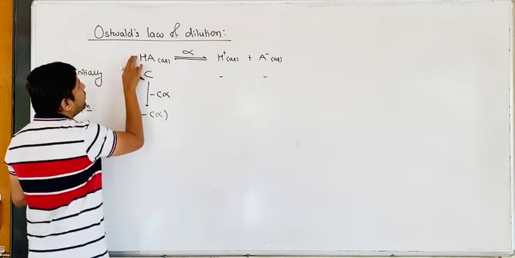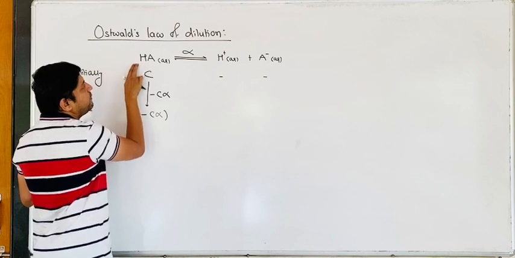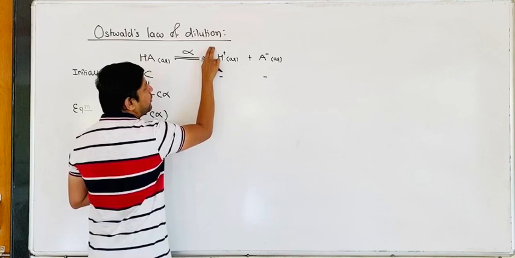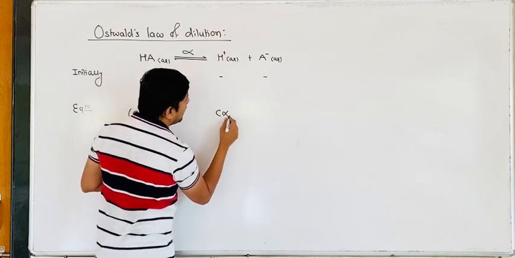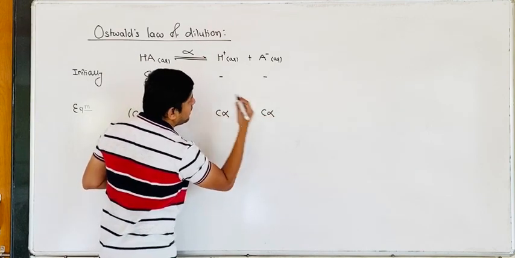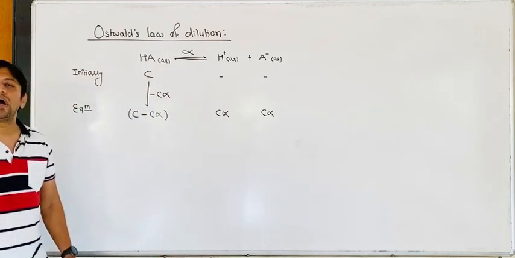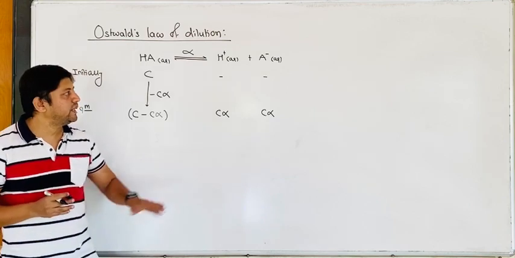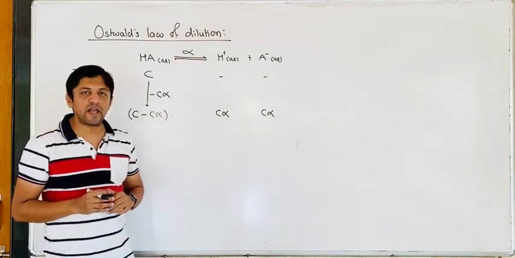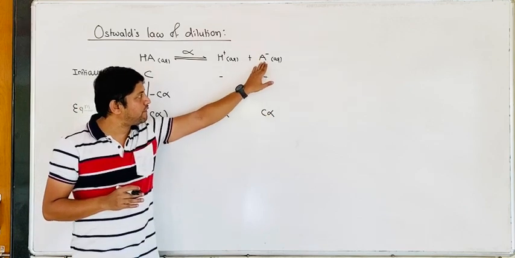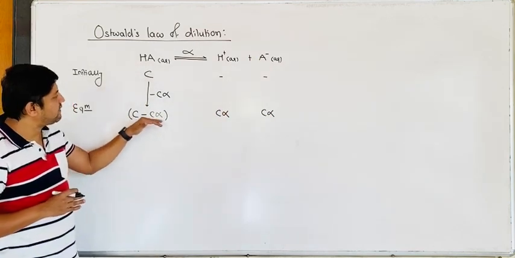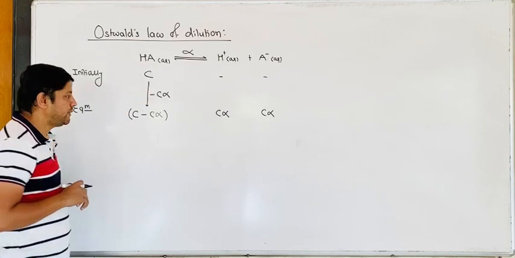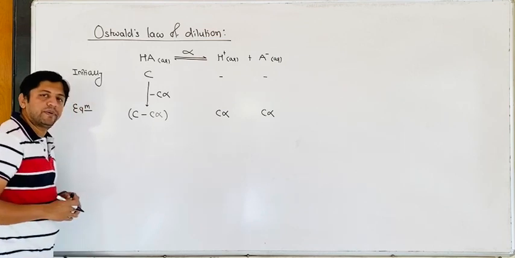Now if C into alpha amount of HA is consumed 1:1, C into alpha amount will be formed. C into alpha A minus ion also has concentration C into alpha. So when equilibrium is attained, the aqueous solution will contain C into alpha moles of H plus ions, C into alpha moles of A minus ions, and C minus C alpha moles of undissociated acid HA.